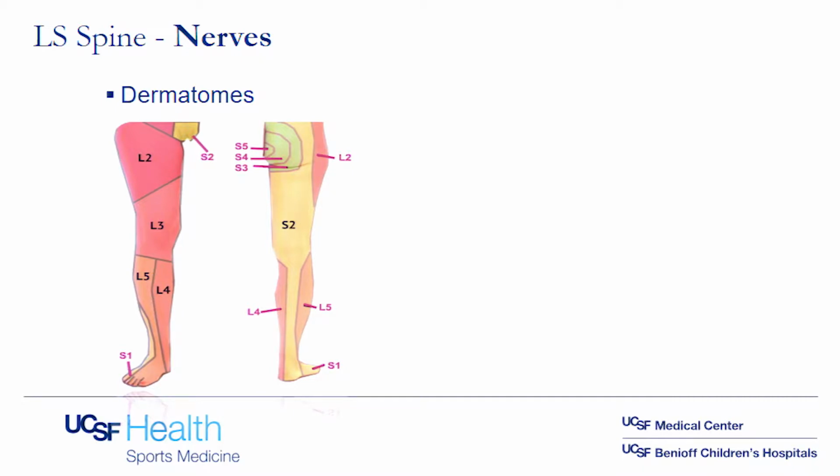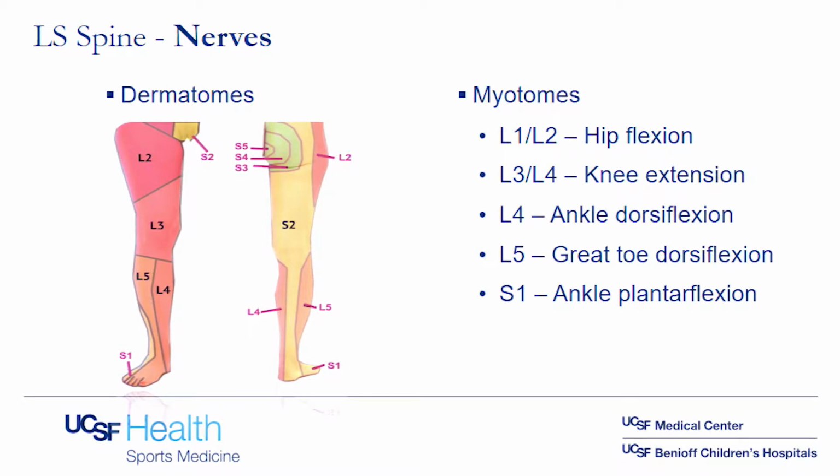Dermatomes and myotomes are pretty important because they help us determine the source of weakness, et cetera, what we're dealing with. If we look at dermatomes here, that's a sensory pattern. And if we look at myotomes, these are the common nerve roots, and you can just test these to determine whether we're looking at the lumbar 1 or 2 nerve root. L3 or 4 is knee extension, L4 is ankle dorsiflexion, L5 is great toe dorsiflexion, S1 is ankle plantar flexion. Boom, you test those, we're golden.